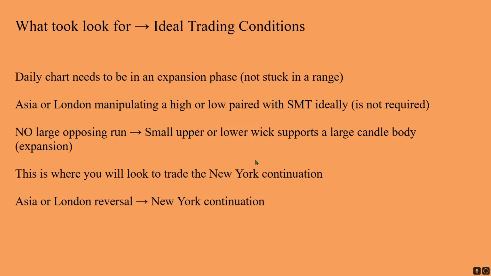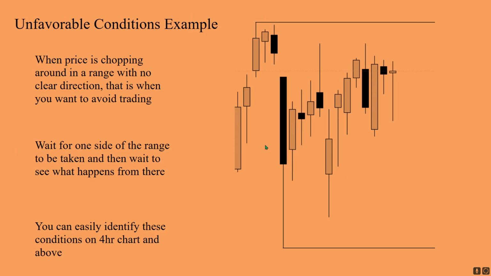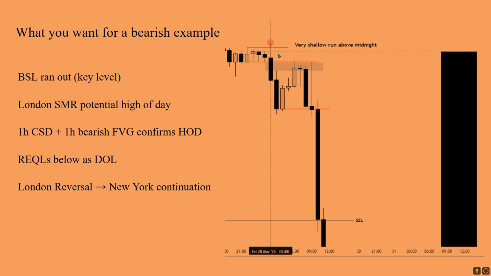This is where you will look to trade the New York continuation. Asia or London reversal, New York continuation. And we can go over this one last time. Same thing, key level, above, very shallow run below midnight or above midnight.